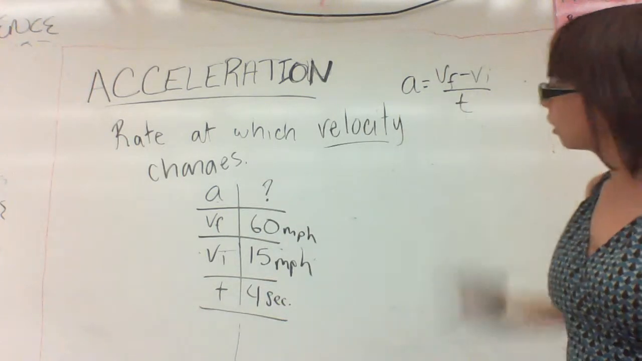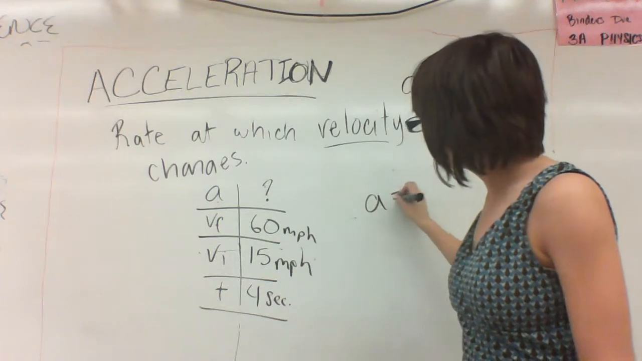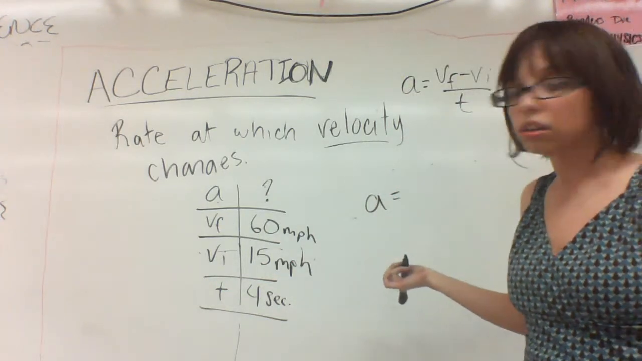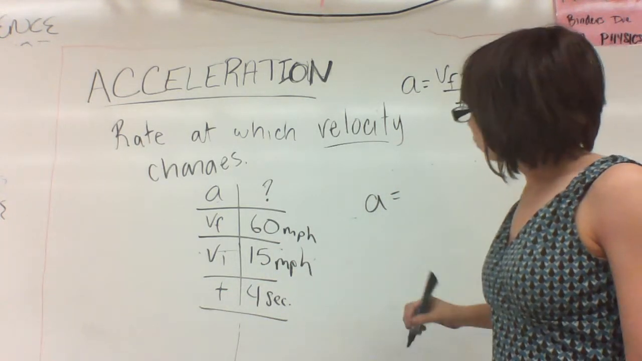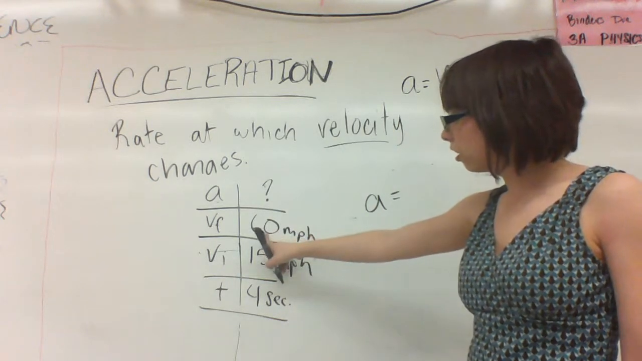Next step, plug it into your formula. Okay, leave A as is because you don't know what it is yet. Equals VF minus VI over time. Okay, my VF is 60.